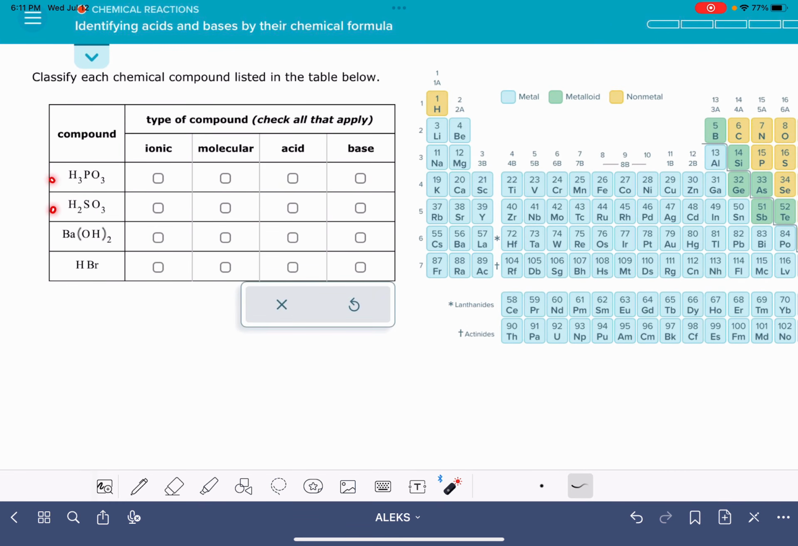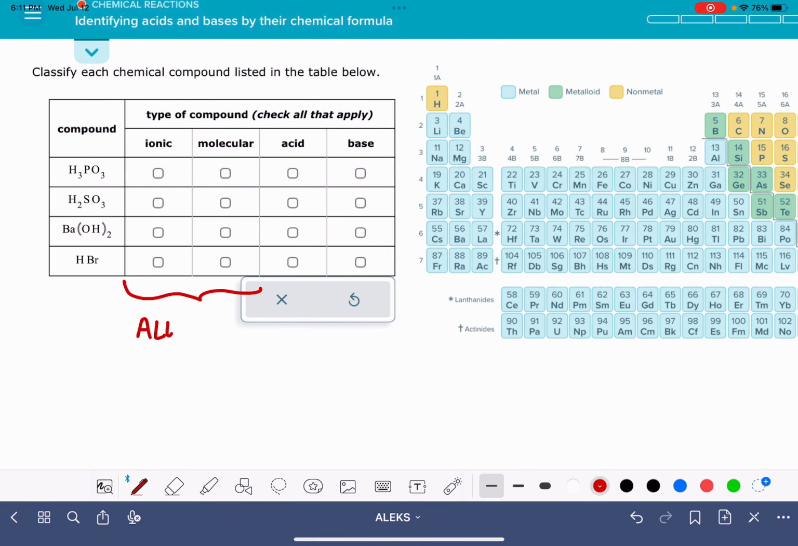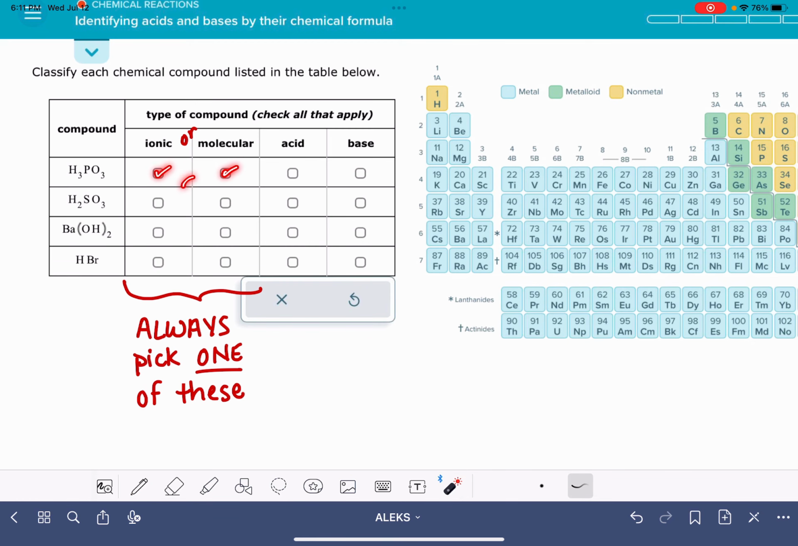In this problem, we have 4 different compounds. We're being asked to identify all of the different ways that these 4 compounds could be classified: ionic, molecular, acidic, or basic. For every single one of these compounds, you are definitely going to choose one of these options. It is either going to be ionic or molecular, and it's only one. Each one of these compounds is either ionic or it is molecular, but it's never going to be both. So you're not going to choose both. That's going to be wrong no matter what. You're always going to pick one of these.